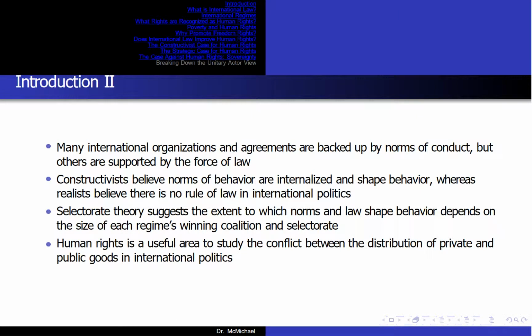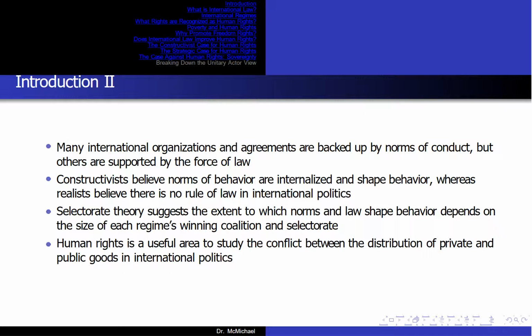Many international organizations and agreements are backed up by norms of conduct, but others are supported by the force of law. For example, the United Nations and the World Trade Organization. Constructivists believe norms of behavior are internalized and shape behavior, whereas realists believe there is no rule of law in international politics. Selectorate theory suggests the extent to which norms and laws shape behavior depends on the size of each regime's winning coalition and selectorate.